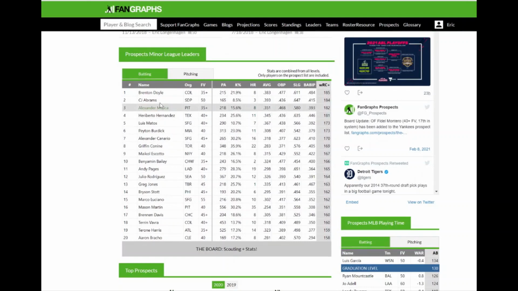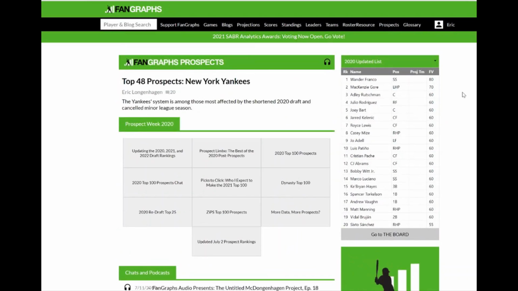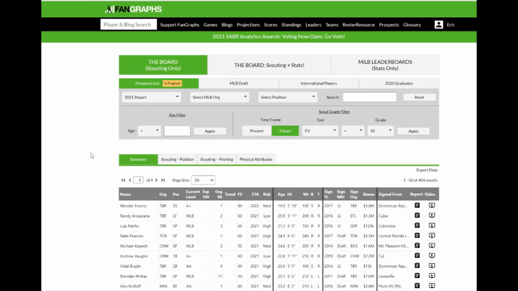Some of which, man, can't wait till there are minor league stats generated here in 2020 again. But there's plenty to do on this page, as well as access the board here via this link that says go to the board, which I bet most of our readers could have guessed. And then that takes you here. And this is the board homepage, and you'll see that there are three main tabs at the top.